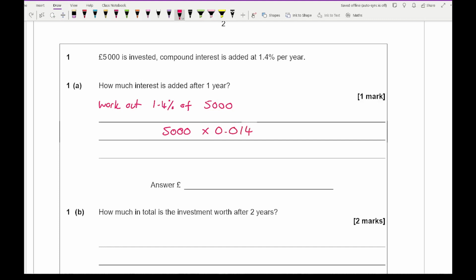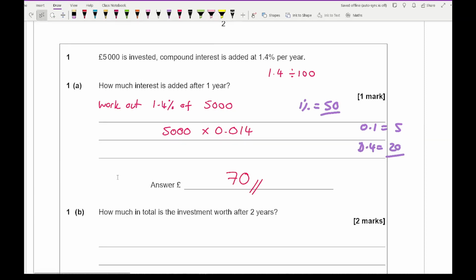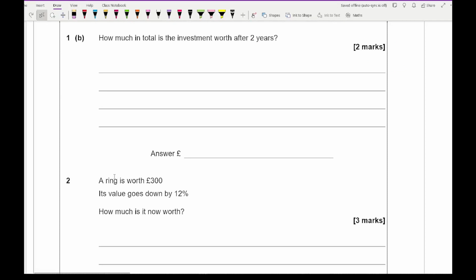And if you're not sure about where I've got that number from, then basically all we need to do is just do 1.4 divided by 100, and that gives us an answer of 0.014. So then all I need to do is type that into my calculator and I get an answer of 70. If it was non-calculator, again 1% of 5,000 is going to be 50, and then I need to work out 0.1%, which is going to be 5. So then 0.4 is going to be 4 times that, which is 20, and then just add 50 plus 20, which gives me 70.